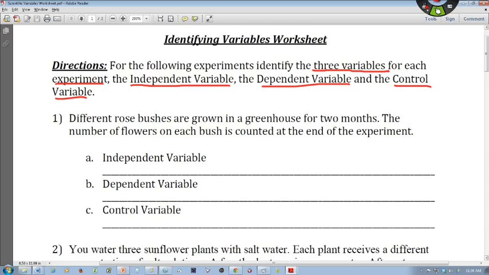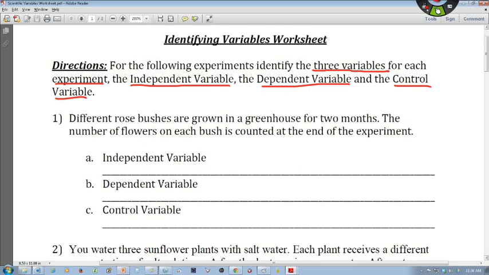Okay, so essentially what I just did is a paraphrase. If it wasn't word for word, it was pretty close. A paraphrase of what an independent and dependent variable are. Well, the first thing you have to do when you look at these experiments is identify the variables in general.